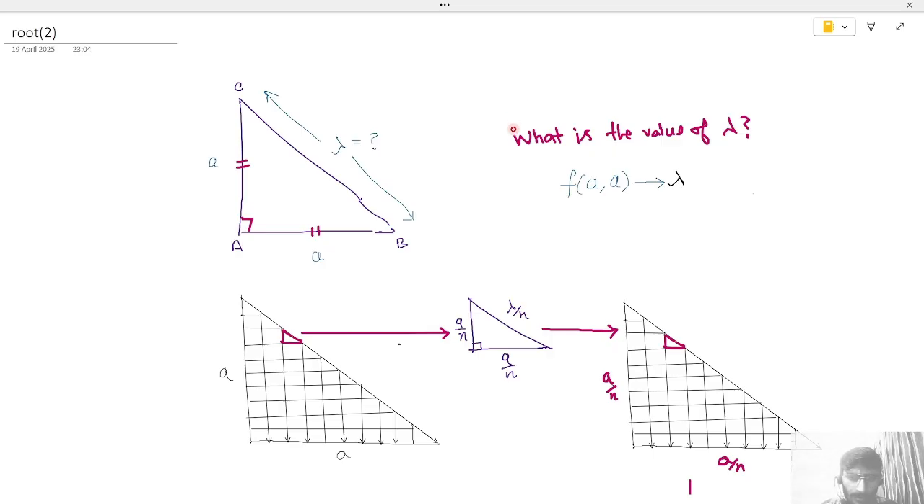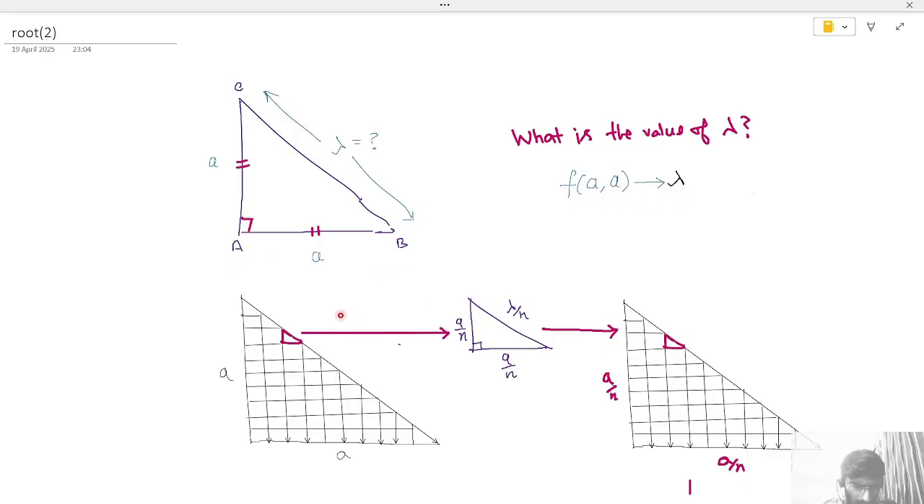And today we are going to find the hypotenuse of a right angle triangle which has the same base and the same perpendicular, right? So, in this case, you can see the figure of a right angle triangle with lambda being the hypotenuse. And we want to find the value of lambda without using the Pythagoras theorem, right? So we define a function f which takes the base and perpendicular, in this case both are same, and spits out the hypotenuse which is lambda.